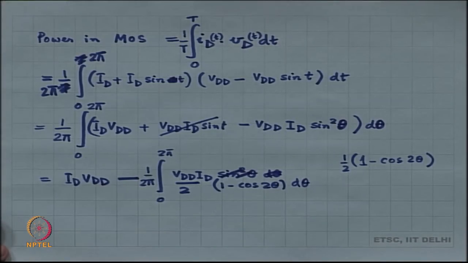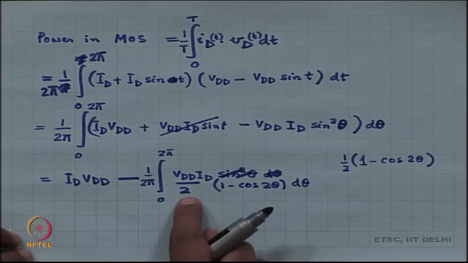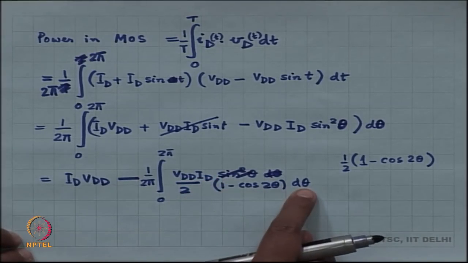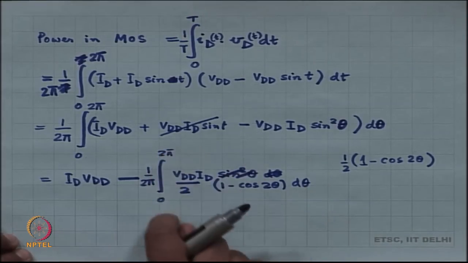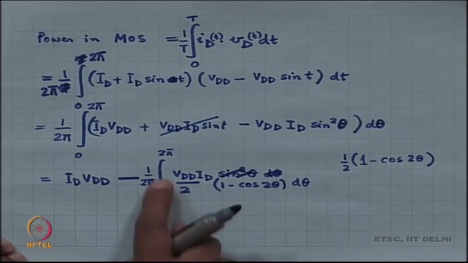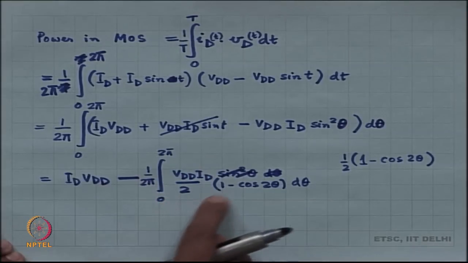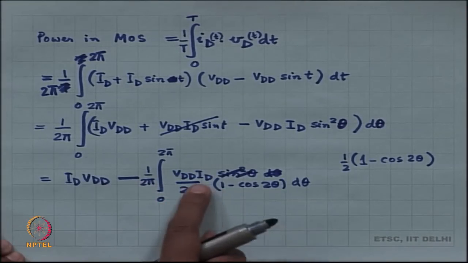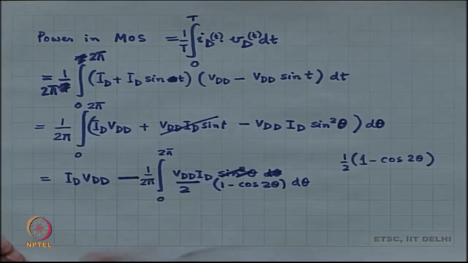Okay. And then once again what is going to happen is I have got V_DD I_D by 2 times the integral of d theta, that is going to give me, from 0 to 2 pi, a 2 pi, and 2 pi and 2 pi are going to cancel out, and what is going to come out from the 1 is V_DD I_D by 2.